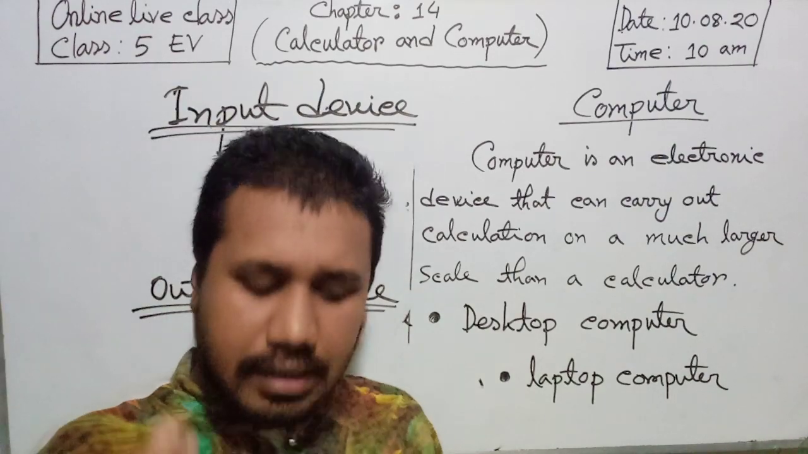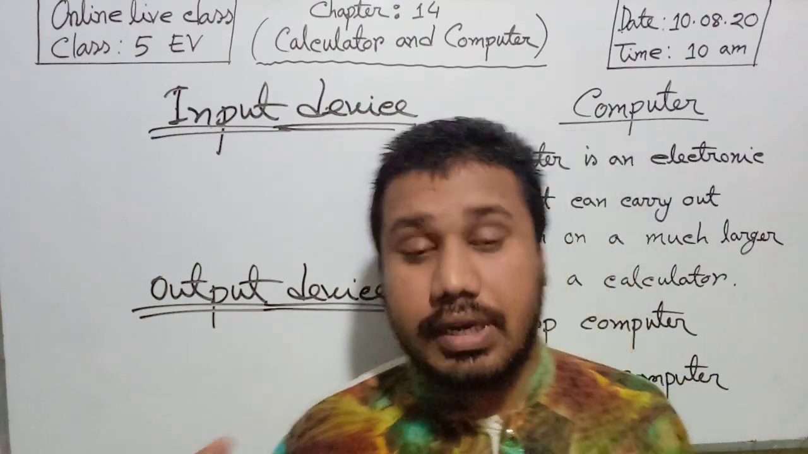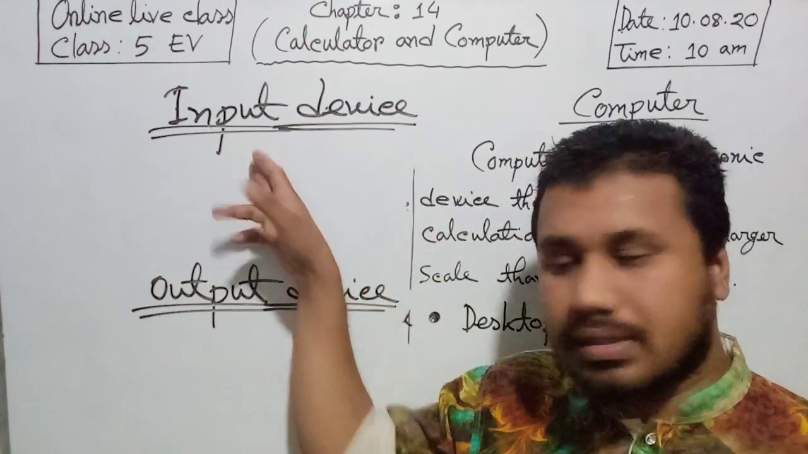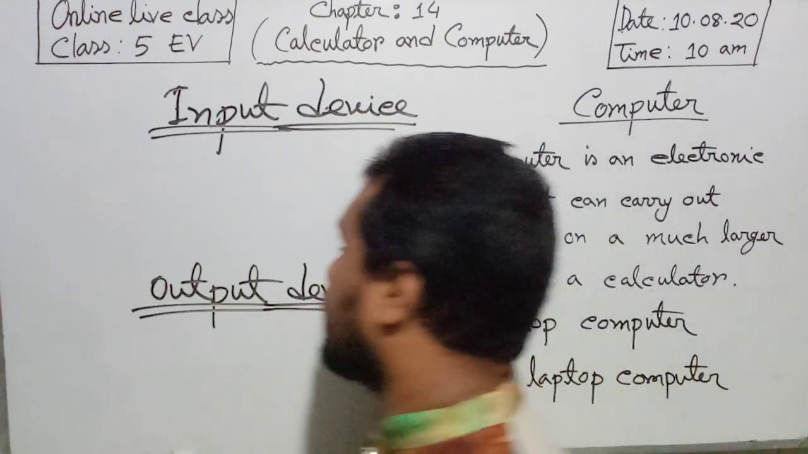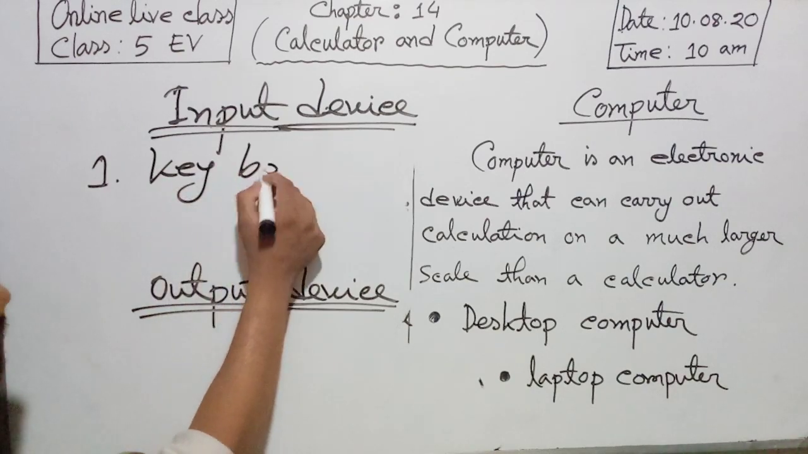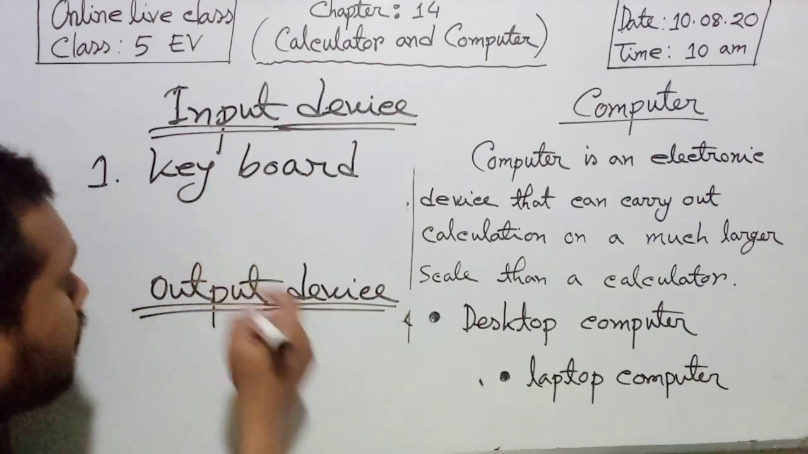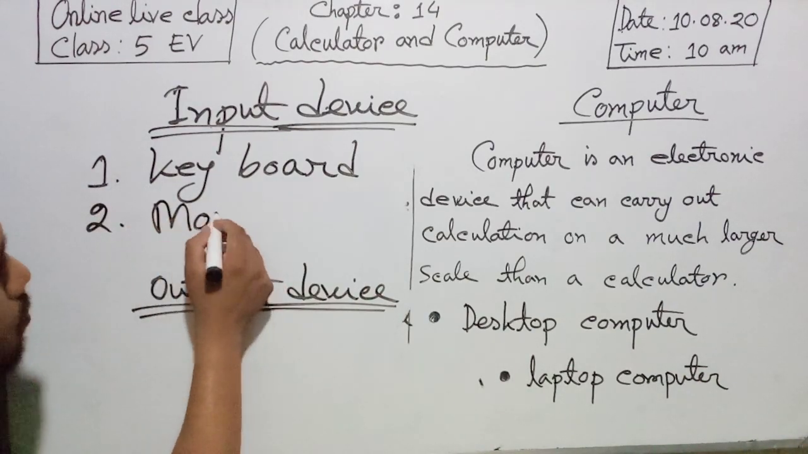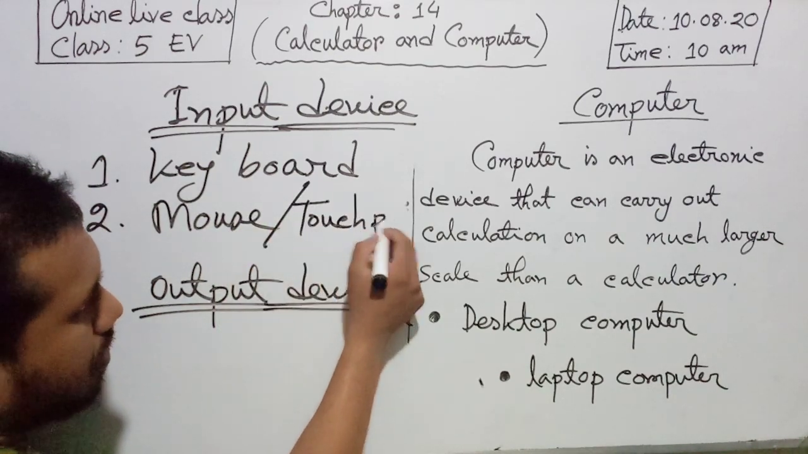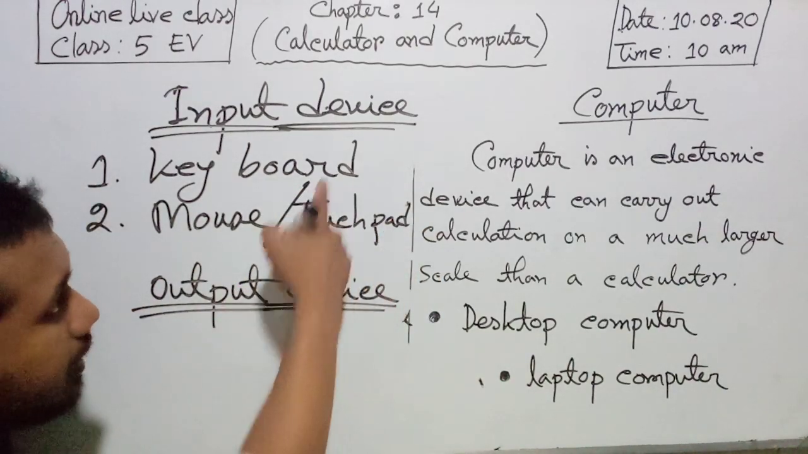Now what is an input device? An input device is a device by which we can give any instruction to the computer. This is an input device, and output is different. Okay, now as input devices you can say the keyboard. By using the keyboard we can give any instruction to the computer. Another one you can say is the mouse, touchpad. So keyboard, mouse or touchpad, these are our input devices.